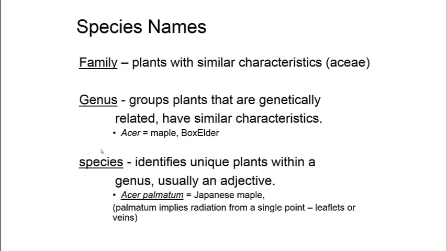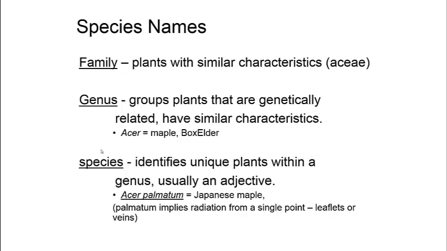Plant families are those with similar characteristics, and this is fairly broad. A lot of times in family groups they have similar flower characteristics. Family names always end in the -aceae suffix. For example, maples are in the family Aceraceae. Genus are groups of plants that are genetically related, have similar characteristics, but have more specific characteristics than families. This includes Acer as a genus, which includes a great many species of plants. Of maples, it's the maple genus. Box elder fits into this genus as well.